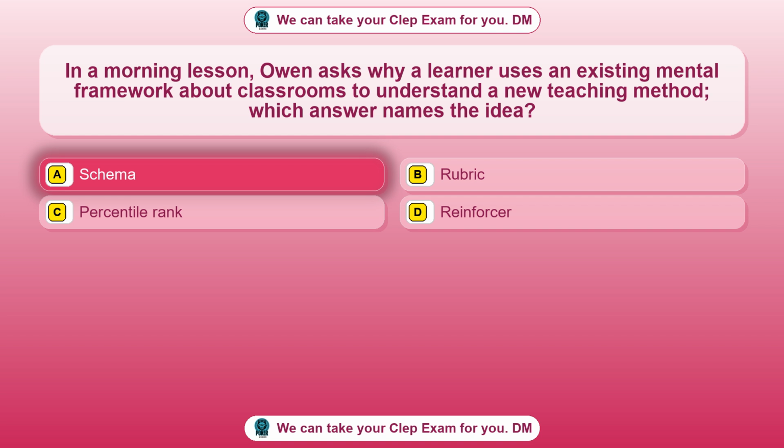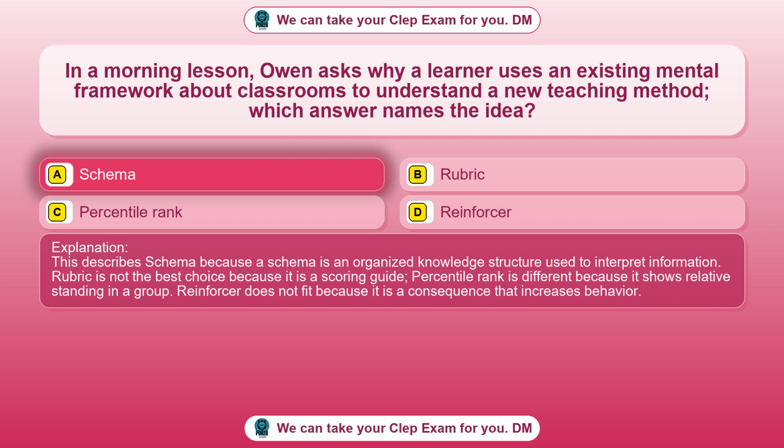Schema. This describes schema because a schema is an organized knowledge structure used to interpret information. Rubric is not the best choice because it is a scoring guide. Percentile rank is different because it shows relative standing in a group. Reinforcer does not fit because it is a consequence that increases behavior.